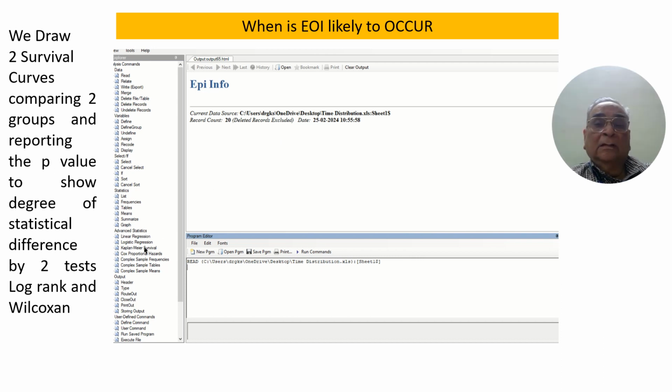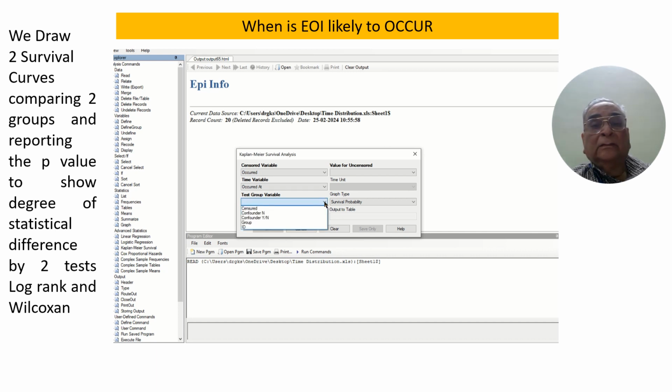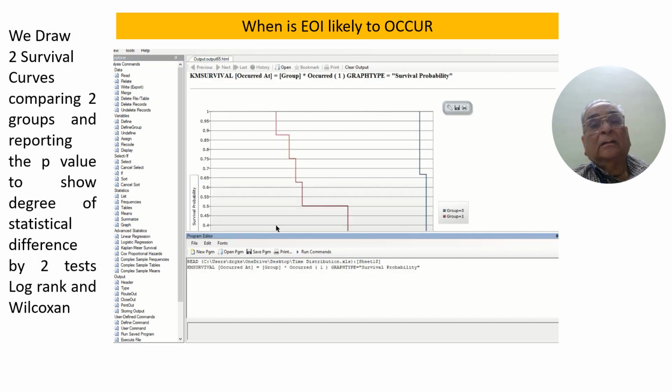We go on to Kaplan Meier survival. We say that the censored variable is whether the event has occurred or not occurred. So here is occurred. And then we say that the time variable, it occurred when. So here this is occurred at, and the test group variable where we are trying to compare the two is the group, the treatment group the patient belonged to. And we say that the value for the uncensored, that the event has occurred, is 1. Okay. And then we say that this graph type is survival probability, and we say okay. So here is the graph.